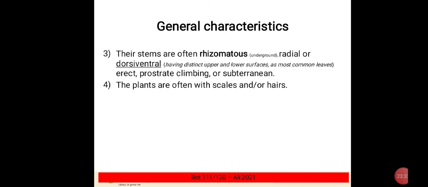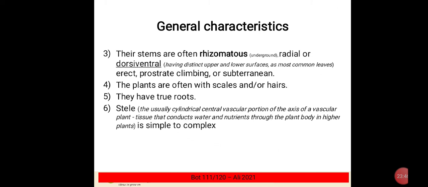We have already said about the alternation of generation. So those are five points. You can research for many points. And we have already said they have true roots. And we have already said reproduction is by means of spores. Don't forget that.